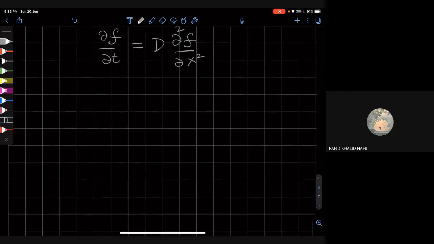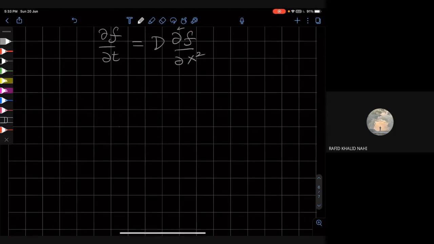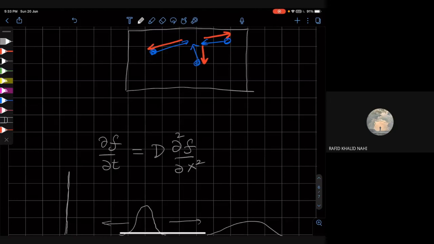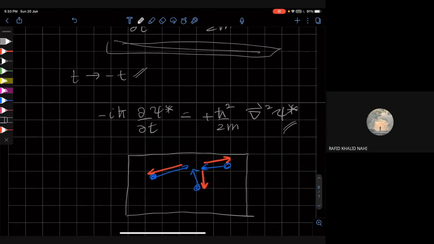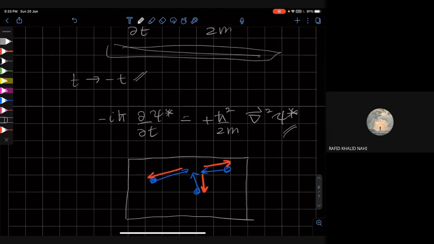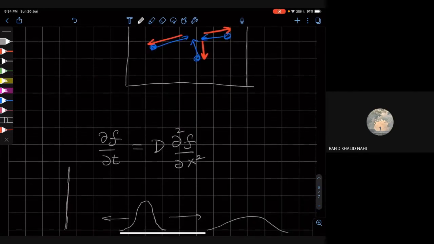Suppose that we have a distribution. Let's look at diffusion. Say we have a distribution of particles like this. Then as time progresses, it spreads out. Now, if I take it backward in time, then I get a delta function, a spike, which is unphysical. But the Schrodinger equation is valid going both forward and backward in time because it's a complex equation. So quantum mechanics is time reversible.